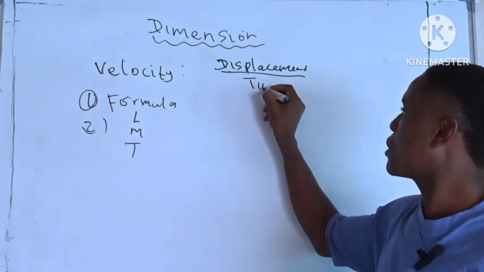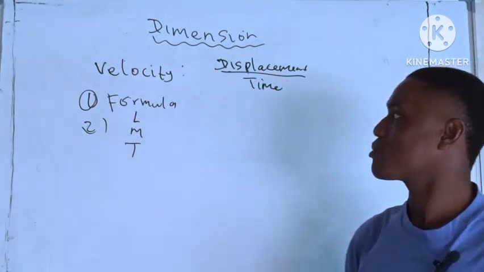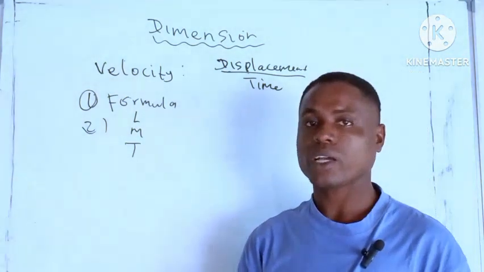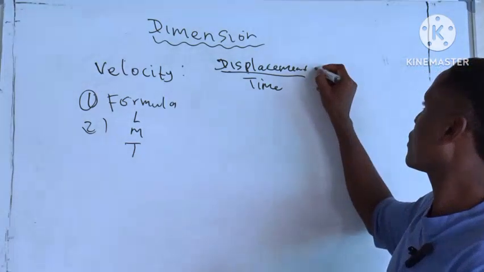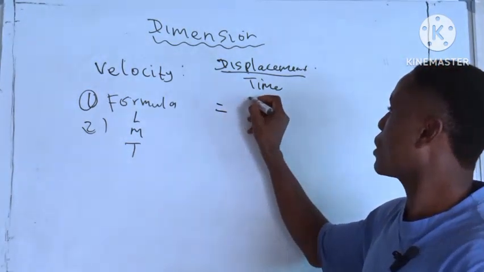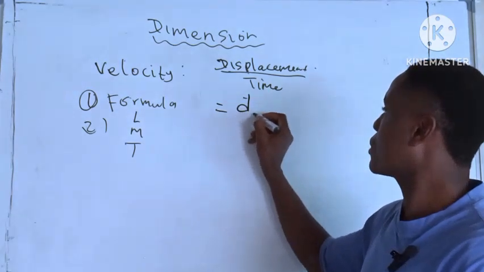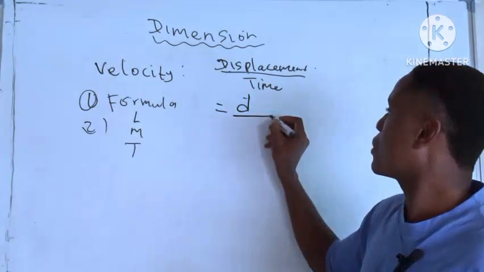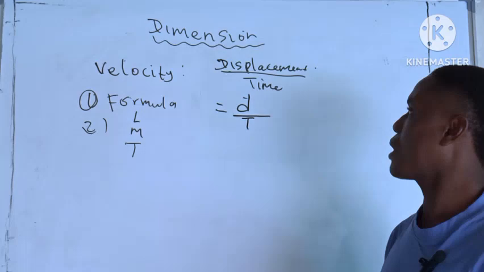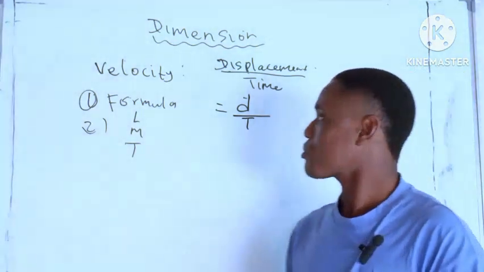Displacement all over time. This is the formula of velocity. Are you getting it? Displacement all over time. Or let's write it in short form. Let's say d, displacement as a symbol of displacement, right? Then time, t, as a symbol of time, right?